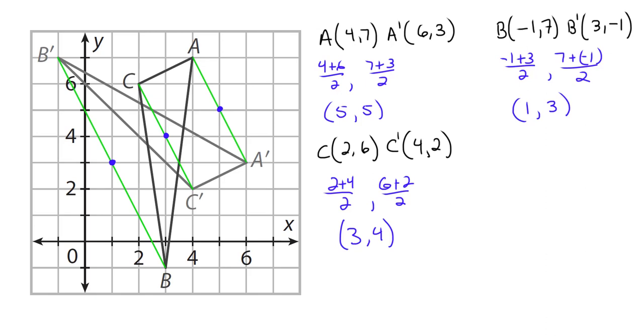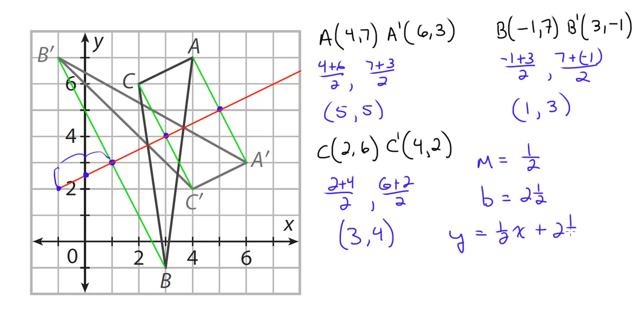Now let's go ahead and line up the points and draw our line of reflection, which is right here. And we can see here our slope to get from this point to this point is up 1 and right 2. So our slope is positive 1/2. And our y-intercept is right here in between 2 and 3. So that's going to be 2.5. So our equation for this line of reflection is y equals half x plus 2.5.